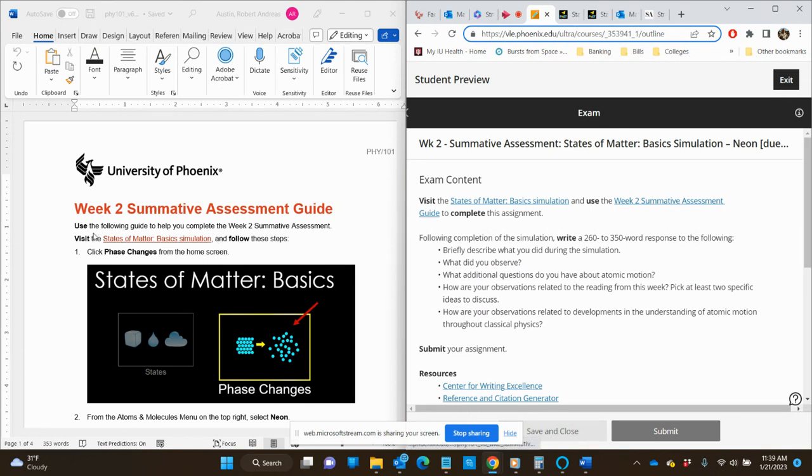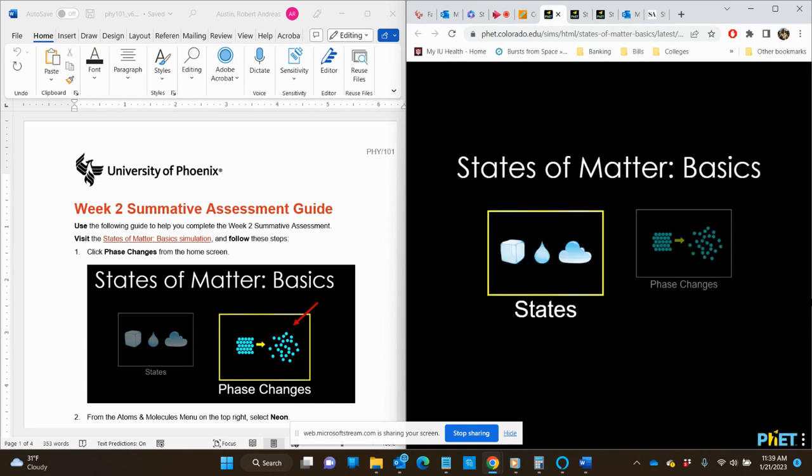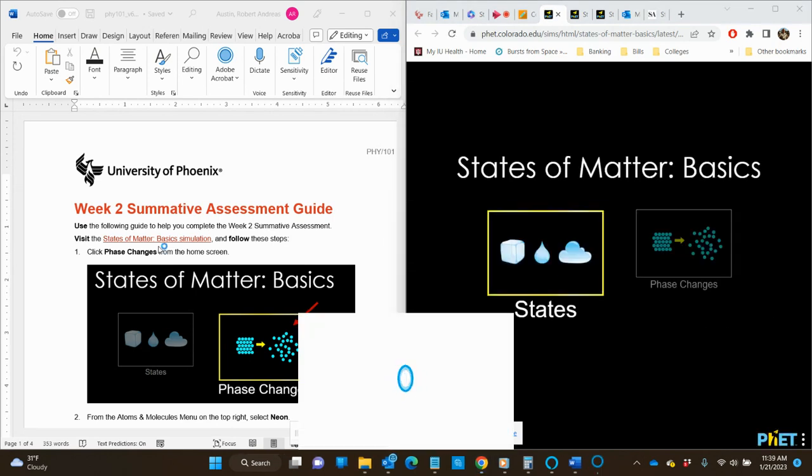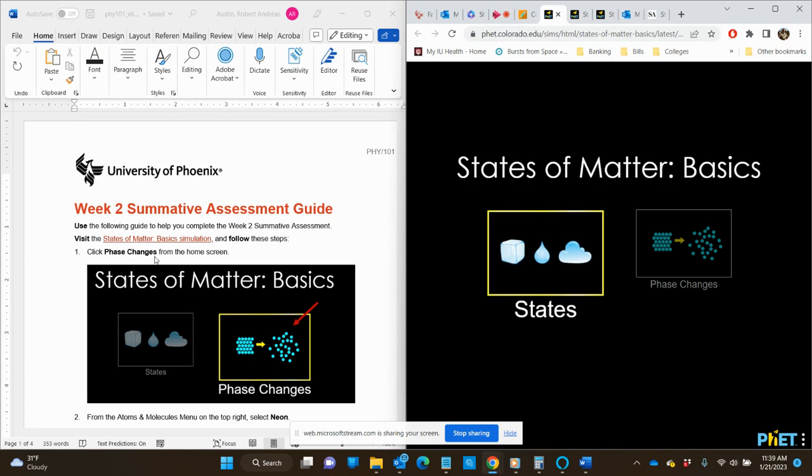Now it'll tell you to visit the States of Matter basic simulation. The link is right here. So I've clicked on that. It says click on phase changes from the home screen. So I'll do that.